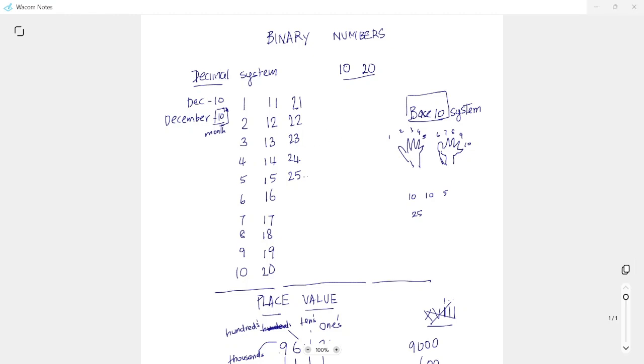So we will next look at what is called the binary system of numbers, or binary numbers. Okay, so let us look at the binary system of numbers. We just looked at the decimal system, and we will use some of the learnings from the decimal system to understand how the binary system works.